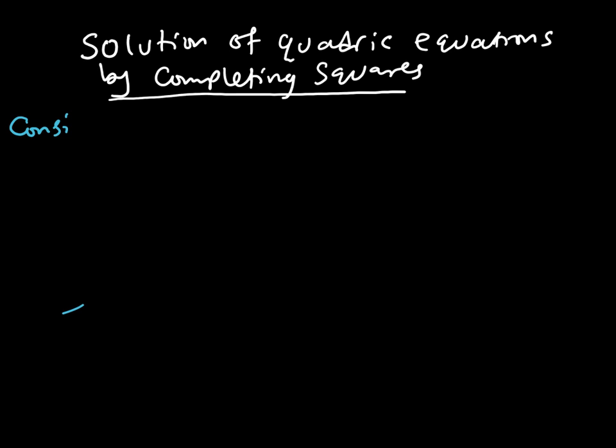Let's consider a simple equation. Let's use 8x squared minus 2x minus 3 equals 0. We want to complete squares and then end up with the x values. The first step in completing squares: take the constant term to the right hand side. So we're going to have 8x squared minus 2x equals 3.